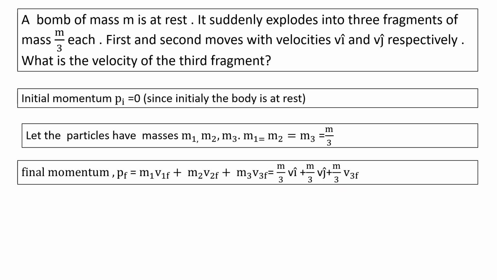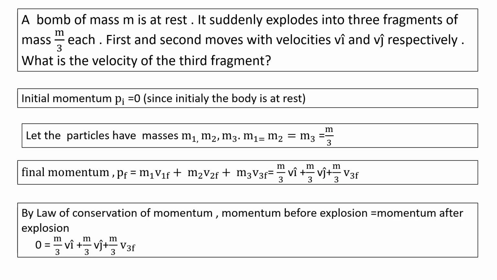By the law of conservation of momentum, momentum before explosion must be equal to momentum after explosion. That is, Pi must be equal to Pf. Pi is equal to 0 and Pf is equal to m by 3 v i cap plus m by 3 v j cap plus m by 3 into v3f.